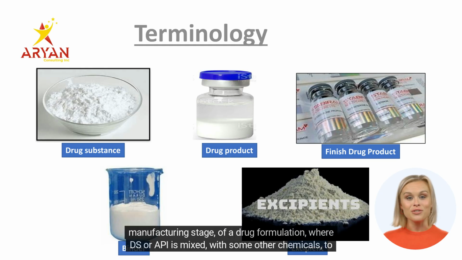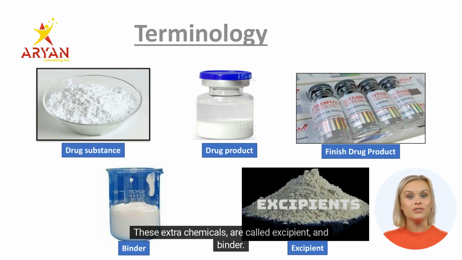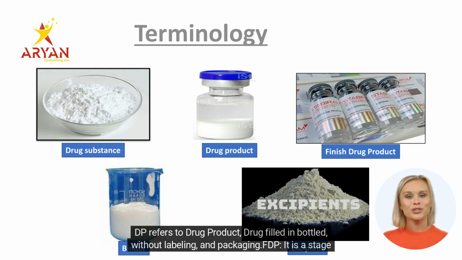DP. This is a manufacturing stage of a drug formulation where DS or API is mixed with some other chemicals to make it easily consumable. These extra chemicals are called excipient and binder. DP refers to drug product, drug filled and bottled without labeling and packaging.